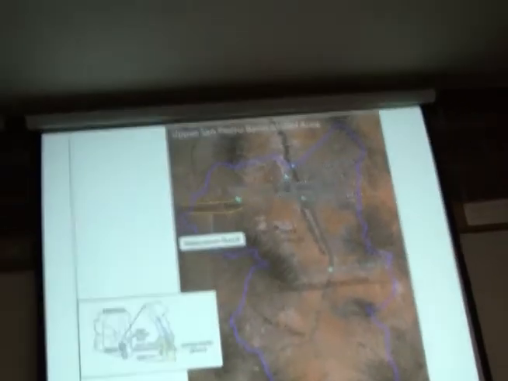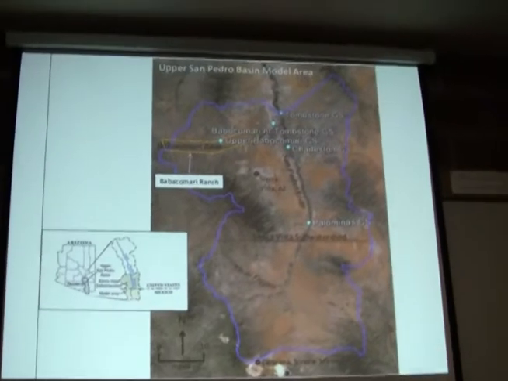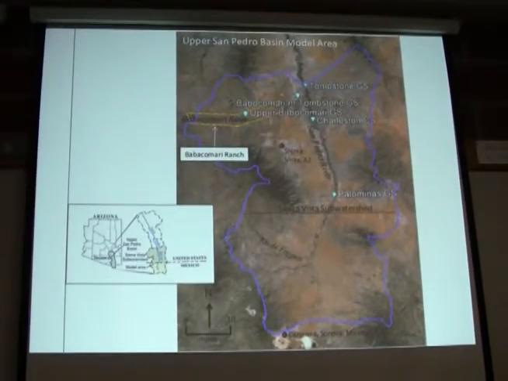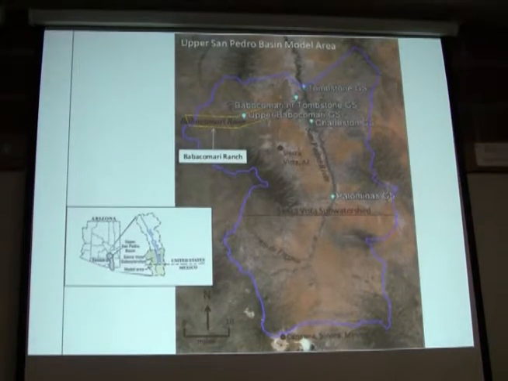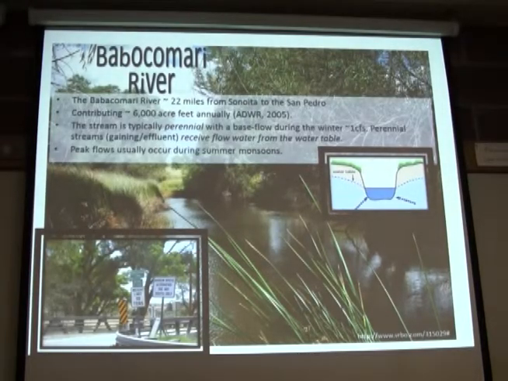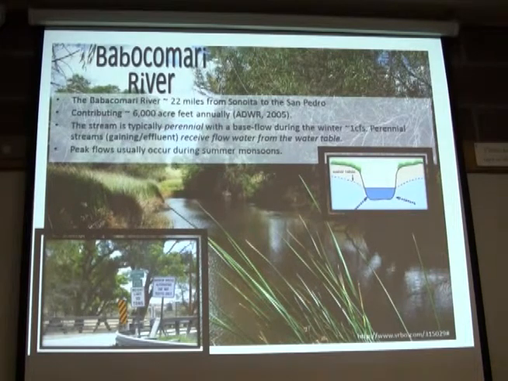So the project that we're working on is at the Babocomari River, and that drains into the San Pedro, as you can see in this map, down and flows north towards the Tombstone Gauge. So that's part of the Sprinka. The Babo is a tributary of the San Pedro. It flows 22 miles from Sonoita to the San Pedro, contributing 6,000 acre-feet annually.